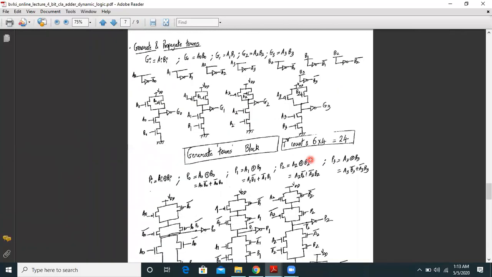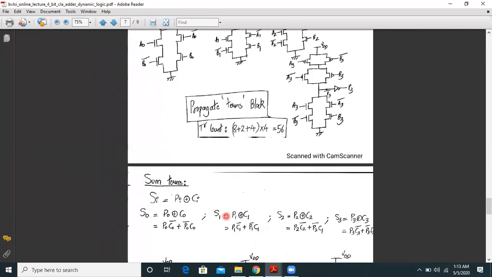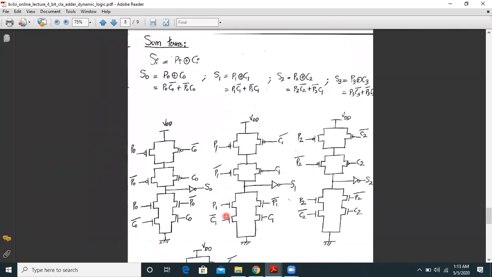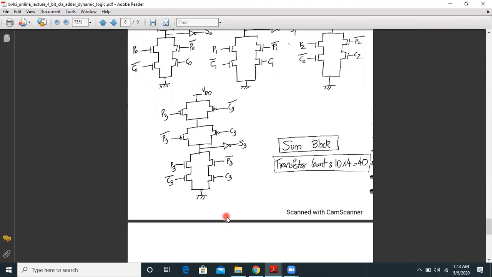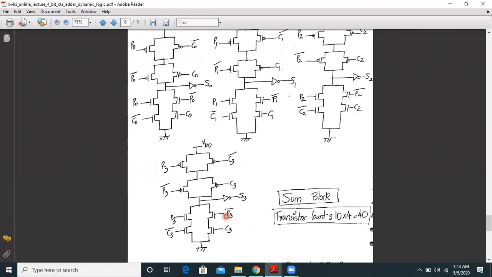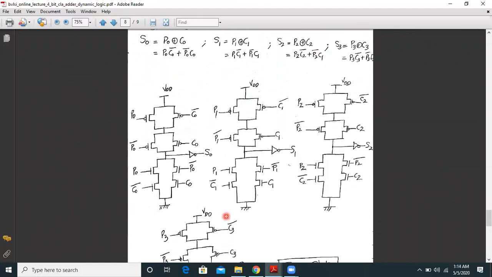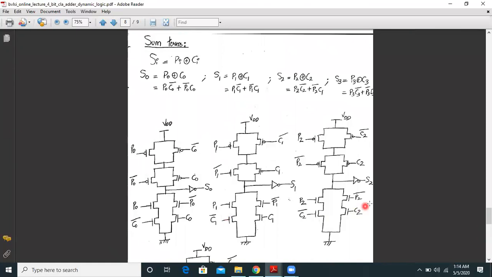And then we have implemented circuits for the generate and propagate terms using static CMOS. You all can do it with dynamic CMOS logic also. And finally the sum terms, we have done using static CMOS logic. You all can do it with dynamic CMOS logic also. So that completes the design for the 4-bit CLA adder. You all are free to try this design in LTSpice and verify the results by adding two 4-bit binary numbers.